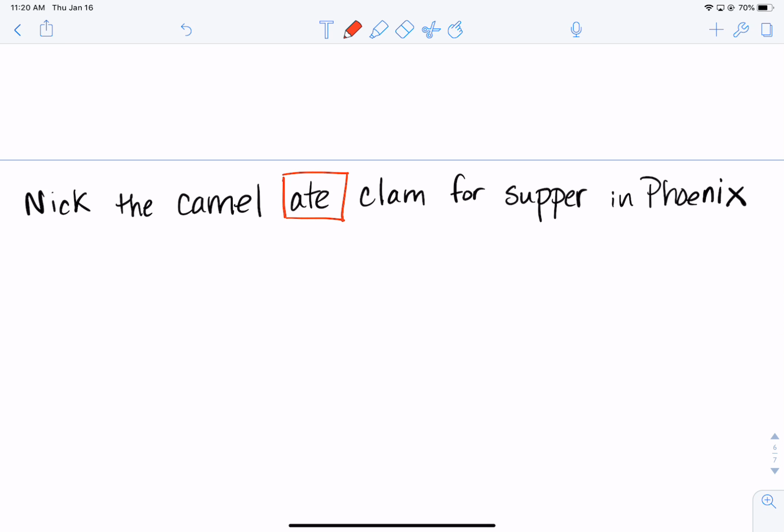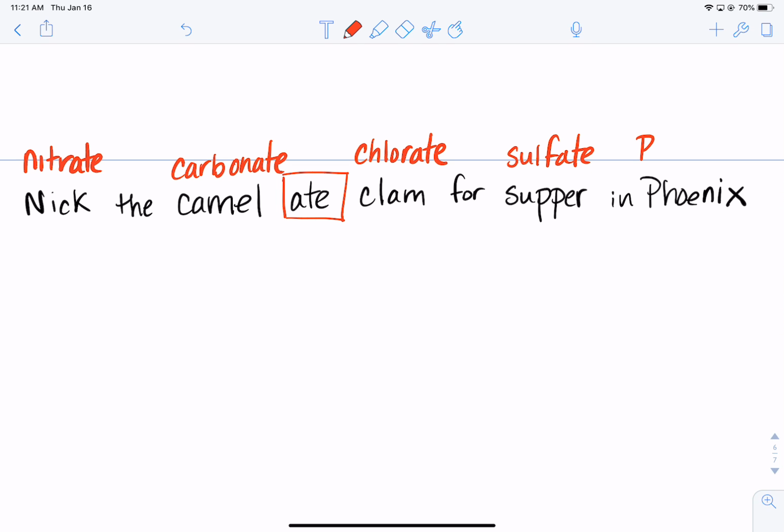So Nick stands for nitrate. What do you think camel stands for? Carbonate. Yeah, good. What do you think clam stands for? Chlorate. Good. What do you think supper stands for? Sulfate. And good, Phoenix stands for phosphate.